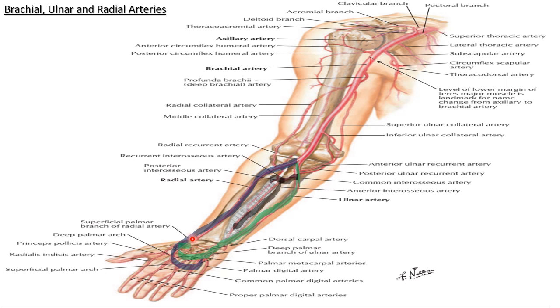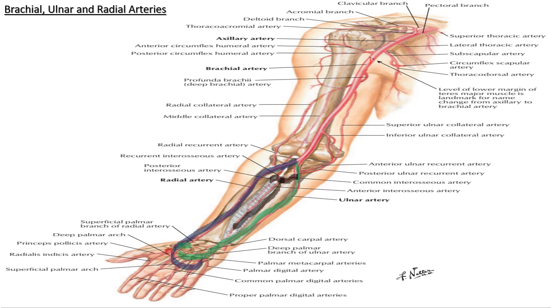Okay, so the deep palmar arch of the radial artery will form a superficial palmar branch. Okay, and the superficial palmar arch of the ulnar artery will form a deep palmar branch. Okay, so those branches will form anastomosis with each other, and then when that happens, what will happen is that these palmar arches will form what? They will form digital arteries.